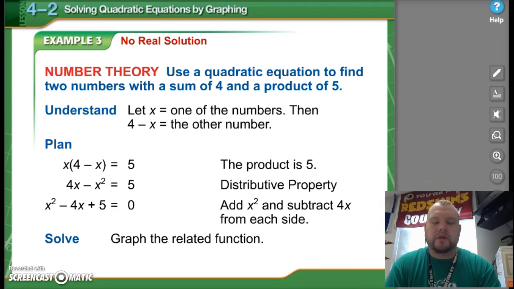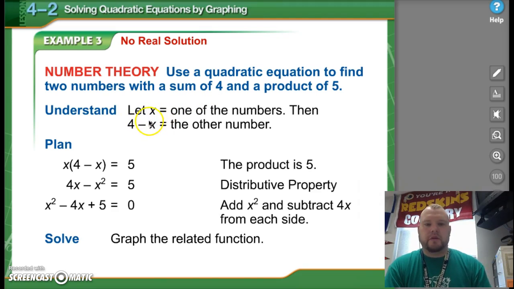So the first thing we're going to do is say one of the numbers is x. And because the two numbers have to add up to 4, the other number is going to be 4 minus x. So if you added x plus 4 minus x, the x and the negative x would cancel each other out, and your sum would be 4. So that's how they have a sum of 4.